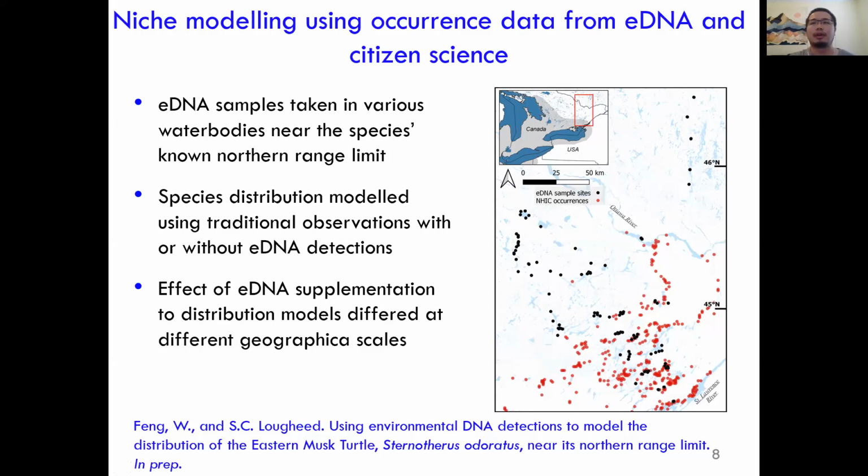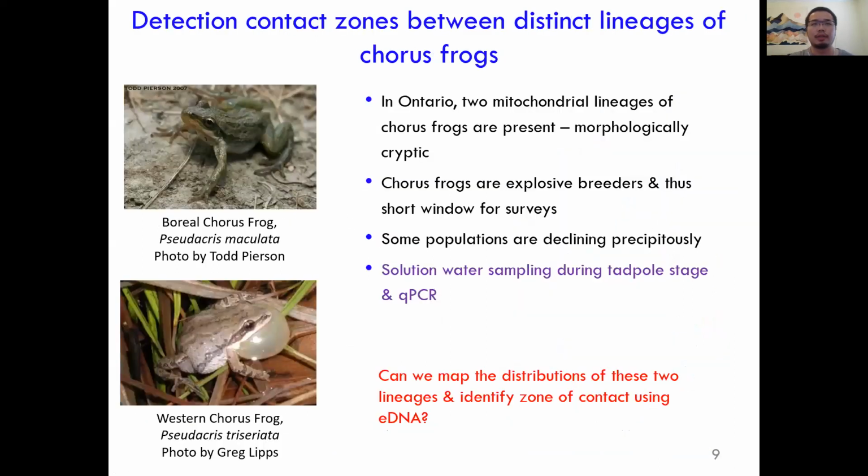So next, I'm going to go into my colleagues' work, and the first one is the frog. As Ian mentioned, we have two lineages of chorus frog in the region: the boreal chorus frog and the western chorus frog.